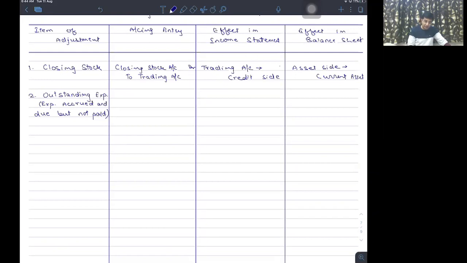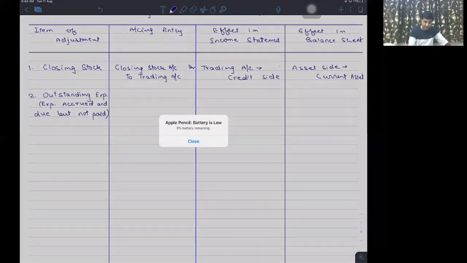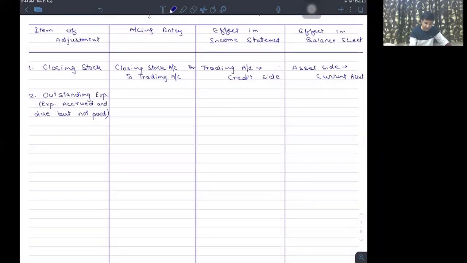All right. So what will be the entry for increasing the expense and showing it as a liability? The entry will be: respective expense account debit. What respective expense? The respective expense can be salary, rent, electricity, any expense, to outstanding expense. Is it right? Now, how will it appear?